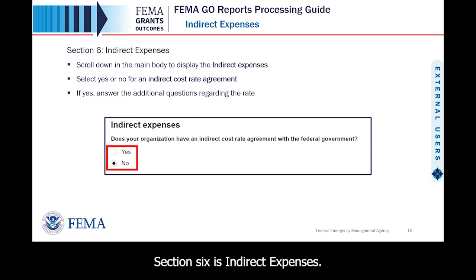Section 6 is Indirect Expenses. If you scroll down in the main body, it will display the indirect expenses. In this section, you need to select yes or no for an indirect cost rate agreement. If you select yes, you need to answer the additional questions regarding the rate. The questions that appear are based on your grant. If you select no, move on to the next section.